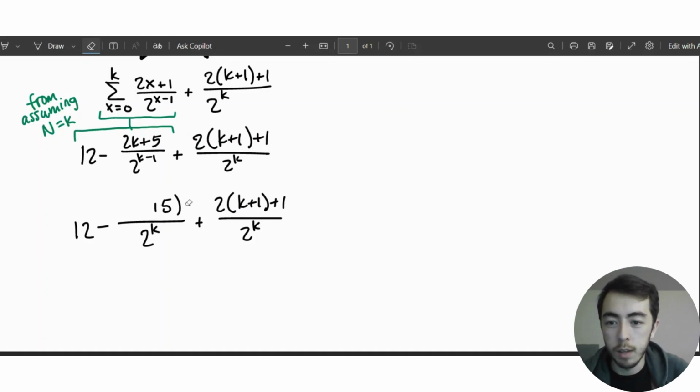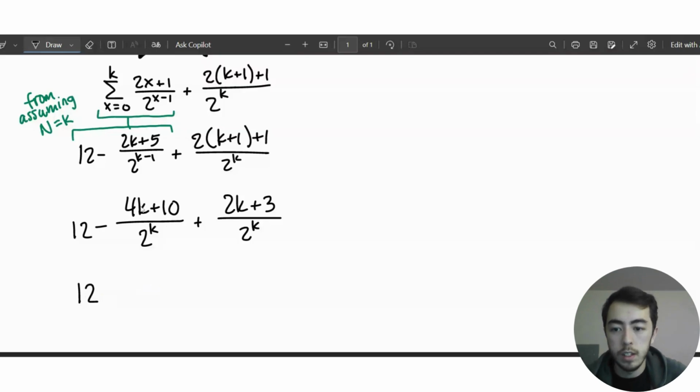This is 4k plus 10 on the left. So 4k plus 10. And then distributing and then adding this one over here, I get 2k plus 3. Here's 2k plus 3. And finally, I'll keep the 12 here. I see a minus 4k plus 2k. So that's like minus 2k. And then I see a minus 10 and a plus 3. So here I have a minus 7.